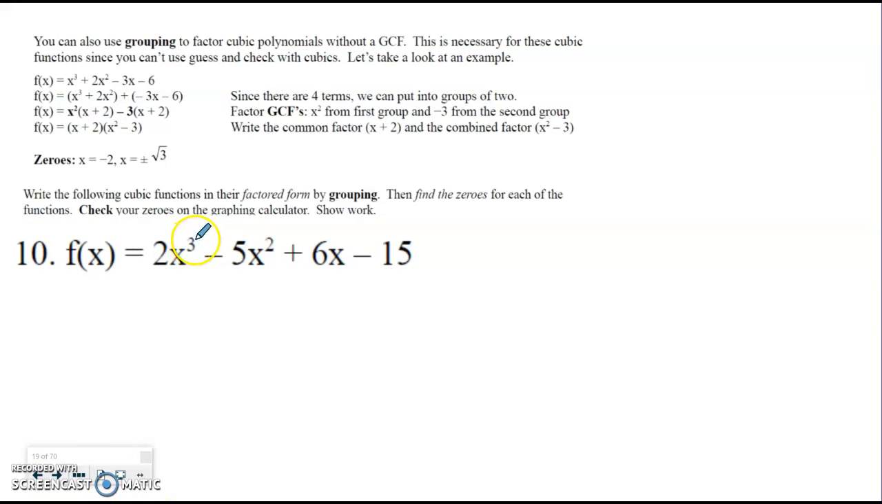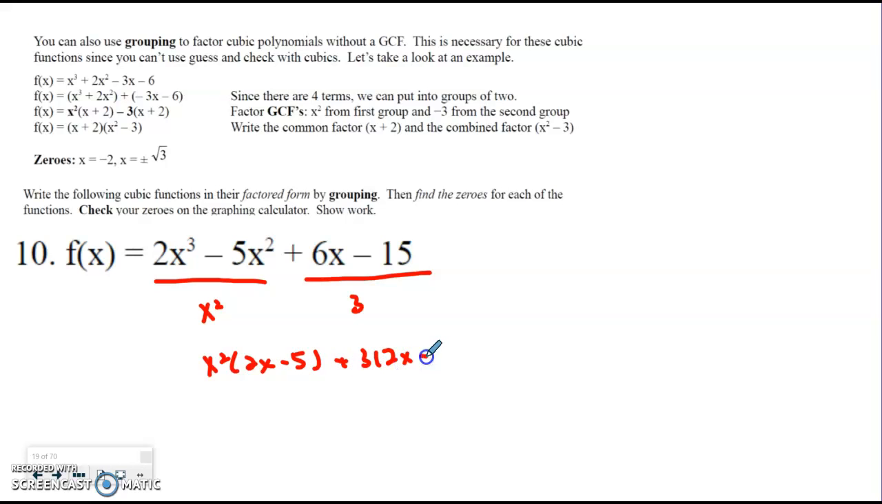I have 2x to the third minus 5x squared plus 6x minus 15. If I look at the first two terms, the greatest common factor is x squared. If I look at the greatest common factor between the last two, it looks like it's 3. So I have x squared times 2x minus 5, and then plus 3 times 2x minus 5 as well. So when I look at this, I end up getting x squared plus 3 times 2x minus 5. So that's what f of x equals.